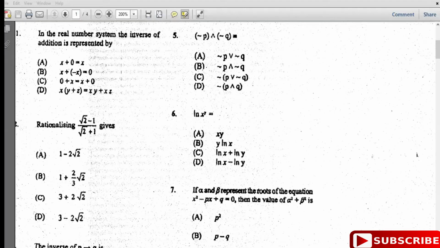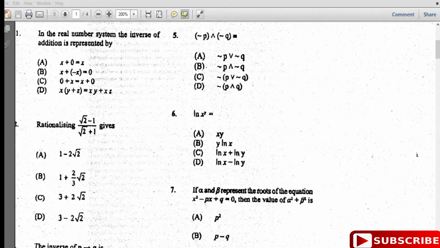All right, so 2014, it says in the real number system, the inverse of addition is represented by x plus minus x. So x is the number, 0 is the identity, and so minus x is the additive inverse of x. And so x plus minus x equals 0. That is what represents the inverse of addition. That's a repeat question, why it's already shaded.